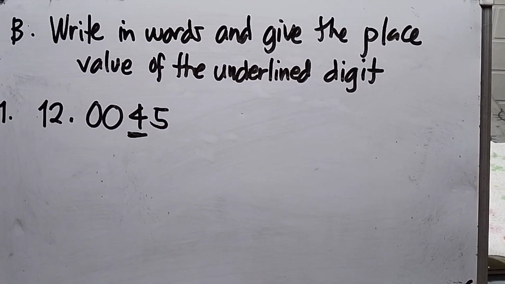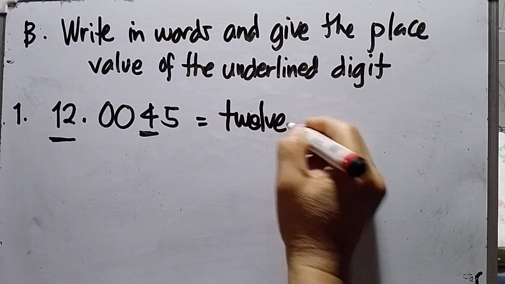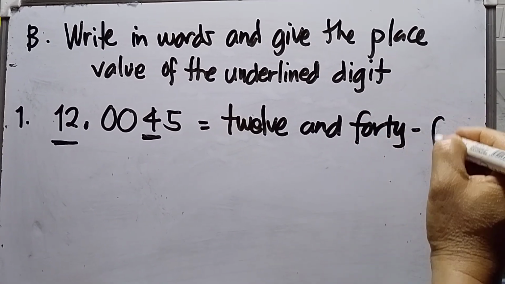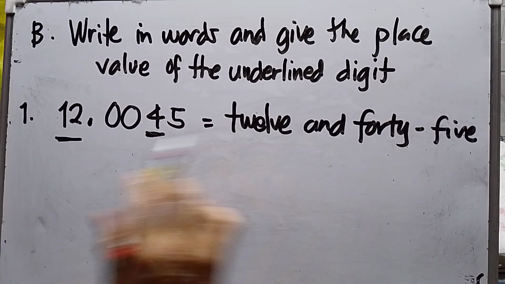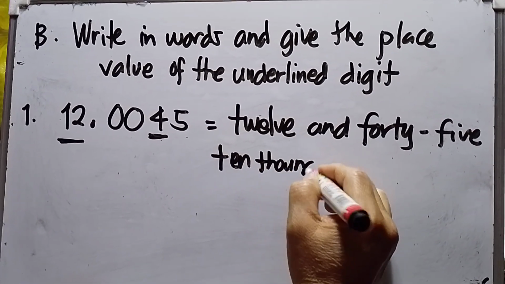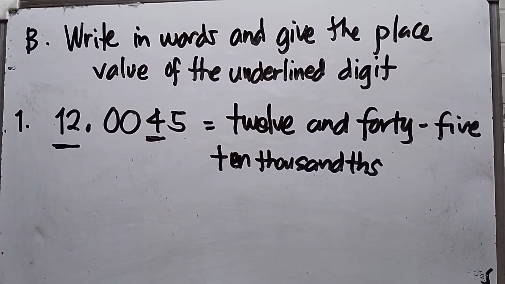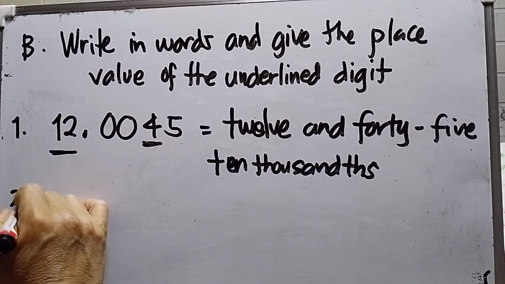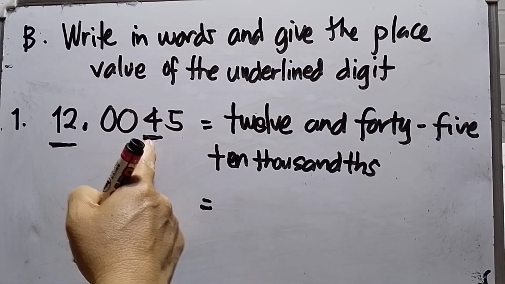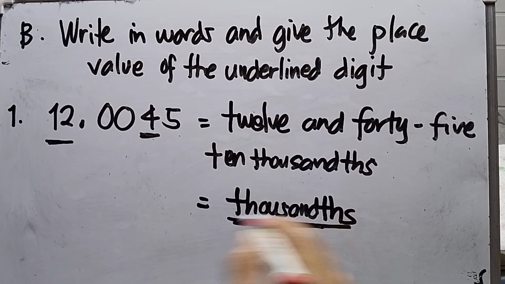Now I will translate this into word form. We start with the whole number, 12. That means "and," then 45. Let's start counting from left to right: tenths, hundredths, thousandths, ten-thousandths. So this will be 45 ten-thousandths, with THS. So I have 12 and 45 ten-thousandths. Now, I almost forgot the underlined digit: tenths, hundredths, thousandths. So the place value is thousandths.